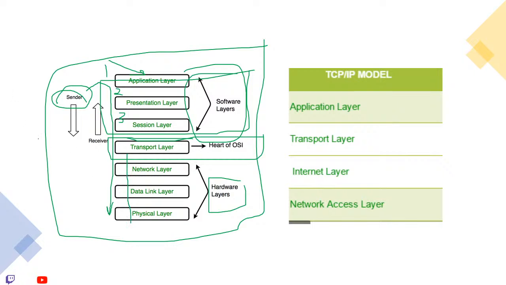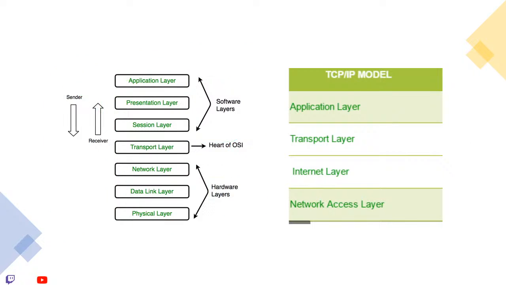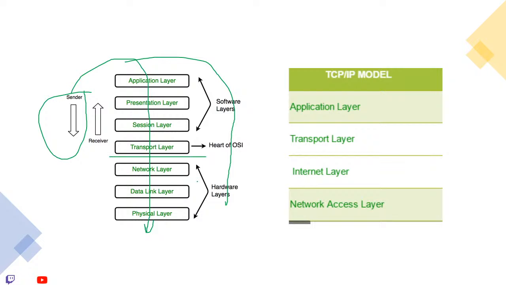Let me again erase everything. In the OSI model, the sender's data gets sent like this, from the software layers, which are the application layer, presentation layer, and session layer, to the heart of OSI, the transport layer, and then to the hardware layers, which are the network layer, data link layer, and the physical layer.